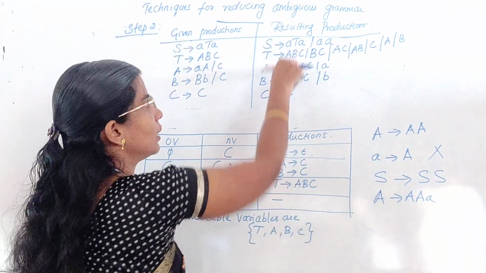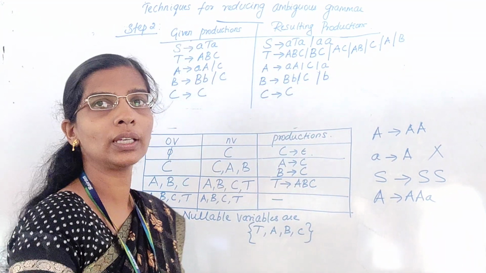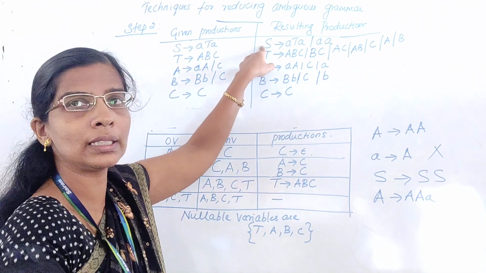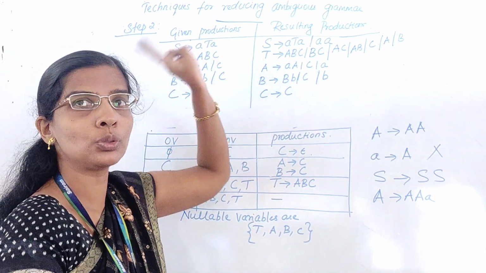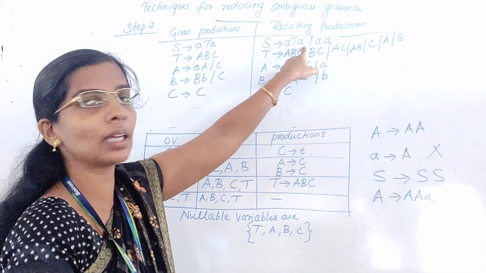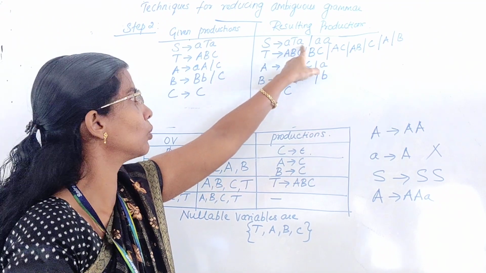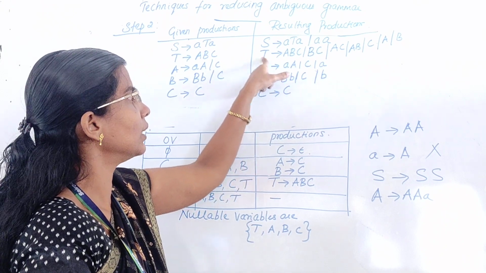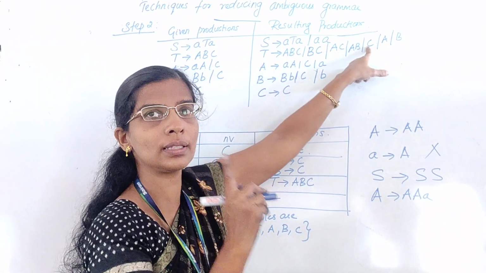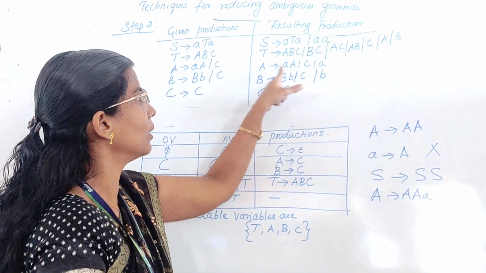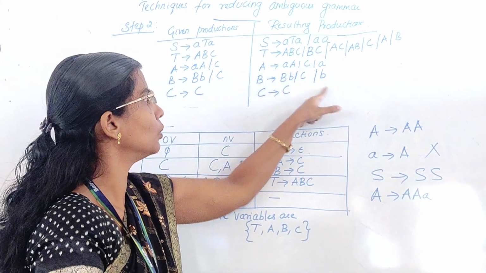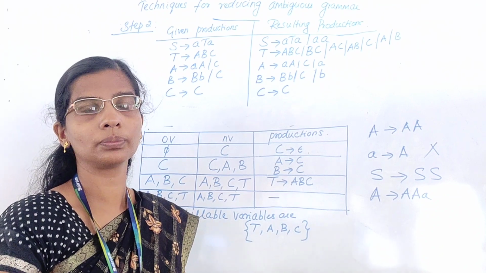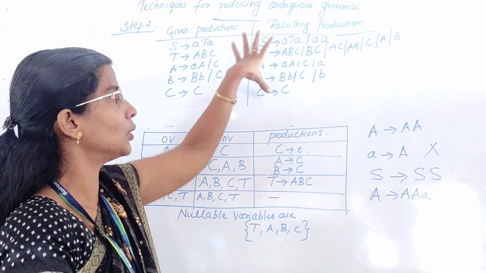Now check all the resulting productions to see whether you have any symmetric recursive rule. LHS is S. If I have 2 times S in RHS, I am having a symmetric recursive rule. Am I having that? No. Take here T. Am I having any 2 T's in RHS? No. A? No. B? No. C? No. So no symmetric recursive rule either. So this is your final answer.